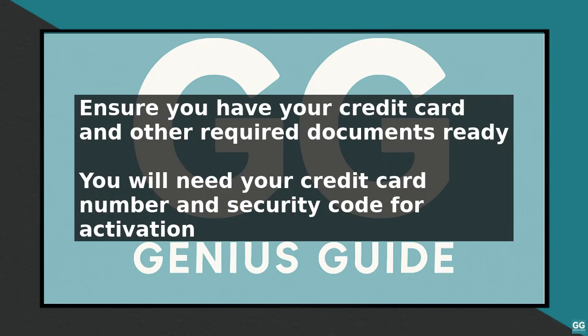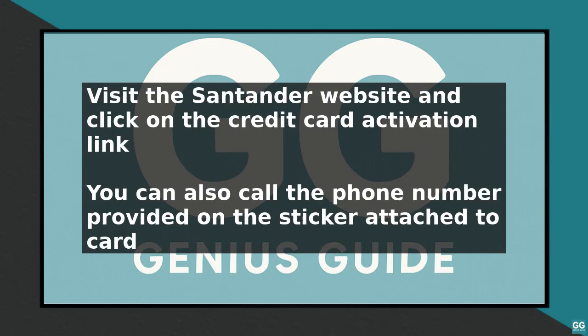Next, visit the Santander website and click on the credit card activation link. You can also call the phone number provided on the sticker attached to your credit card or on the back of your card. If you prefer to activate your card online, you will be prompted to log into your online banking account or create a new one if you do not have an existing account.